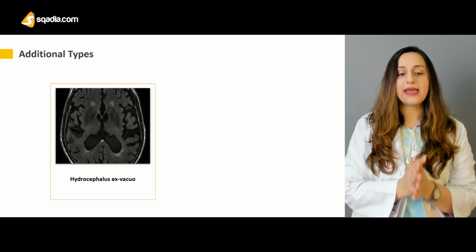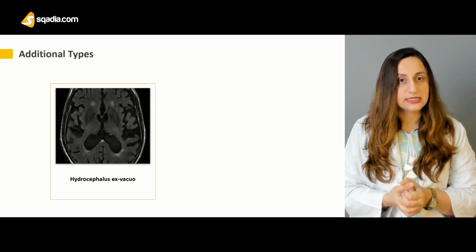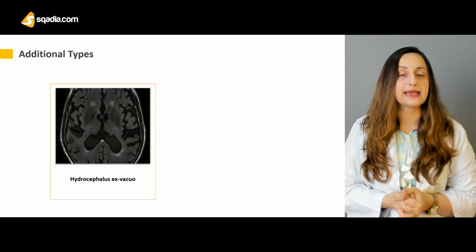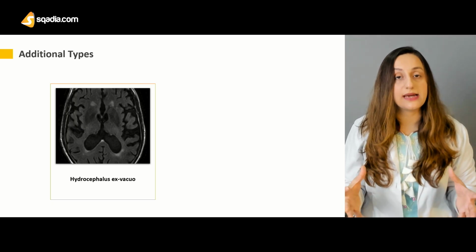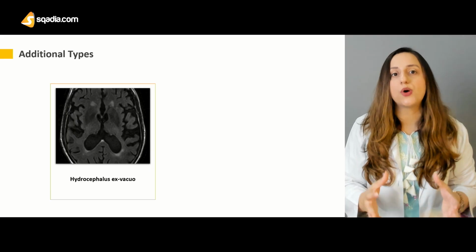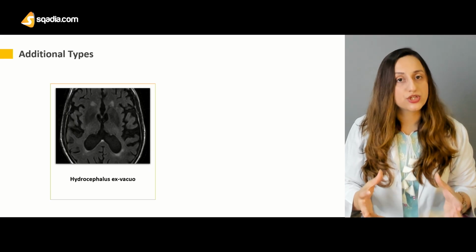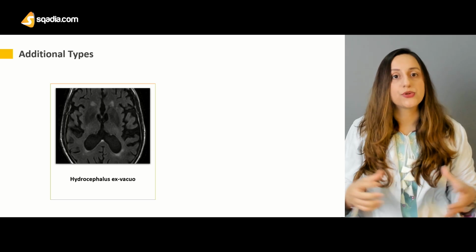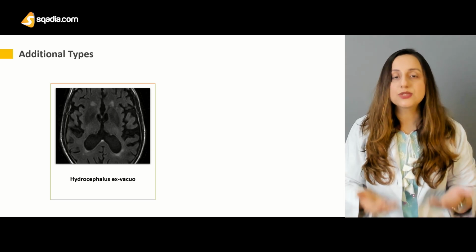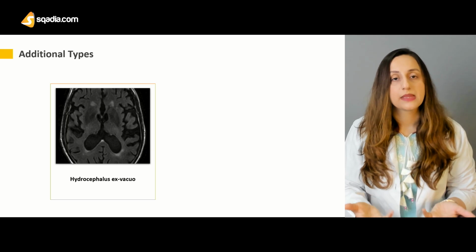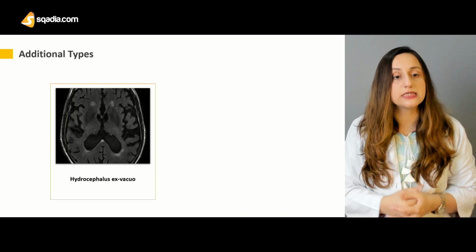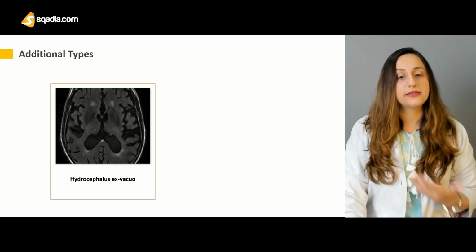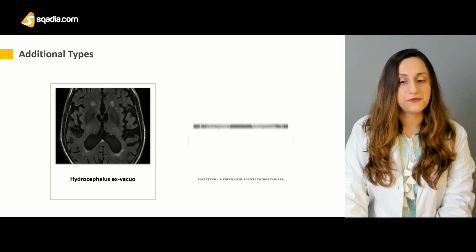Now, we have the miscellaneous types. For instance, we have the hydrocephalus ex vacuo, where a certain vacuum that is building up is going to cause pressure on the ventricles or on the subarachnoid spaces, and that in turn gives rise to an increase in the intracranial pressure. So this can be one of the reasons for the development of the hydrocephalic condition.